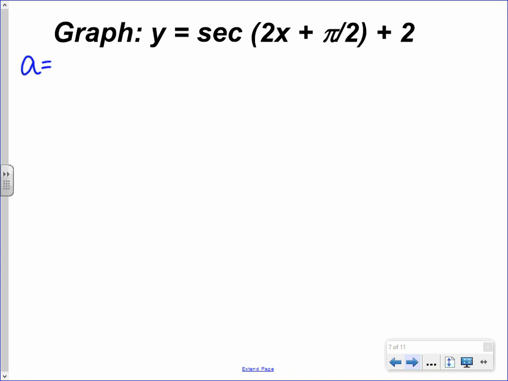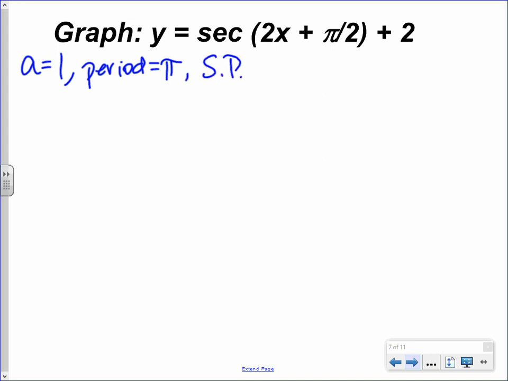Tiger, what's our A value? 1. The period. Grace W, what would the period be? The period would be pi: 2 pi over b, and b is 2. So the period is pi.